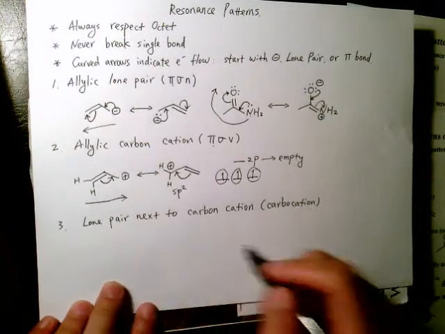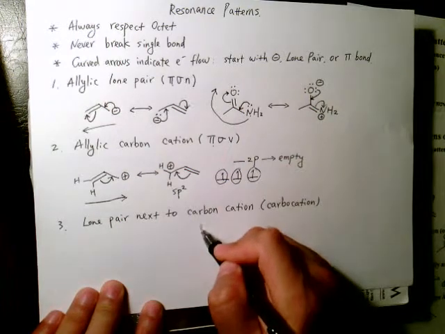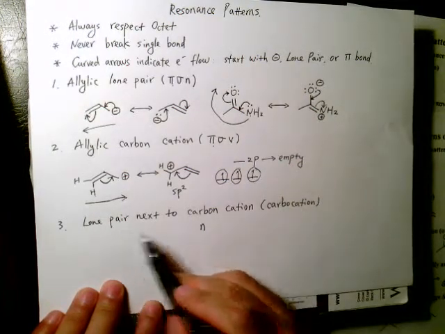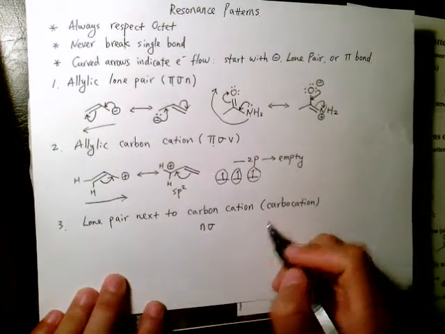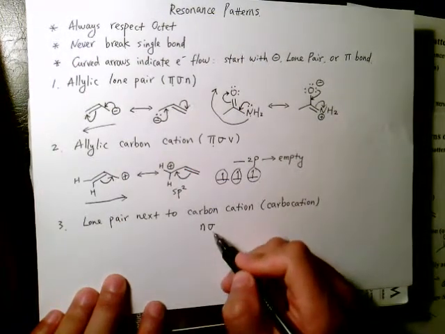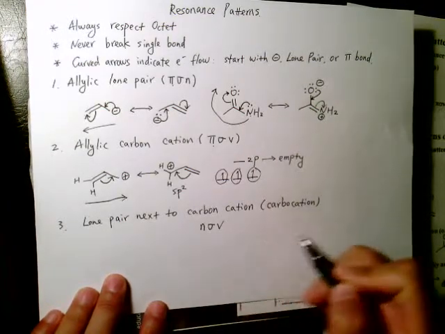For this pattern, we sometimes refer to it as, remember, lone pair, that's N. And this lone pair is 1 bond removed from the carbon cation, so that single bond is called a sigma bond, and the carbon cation is the vacancy.